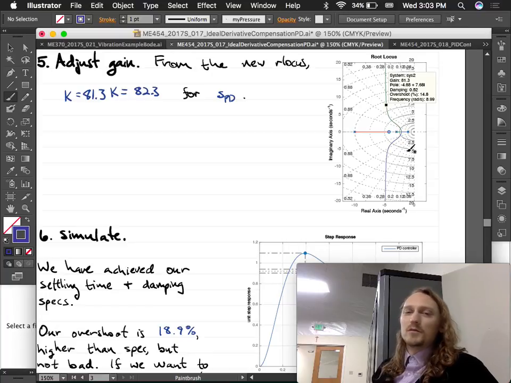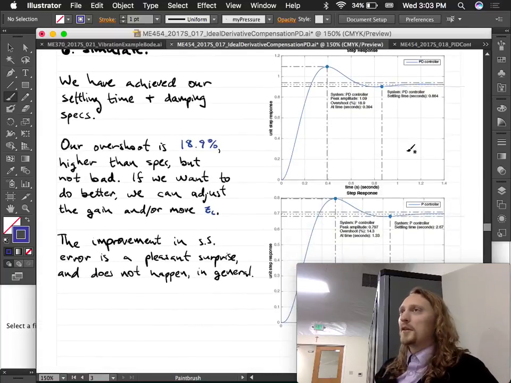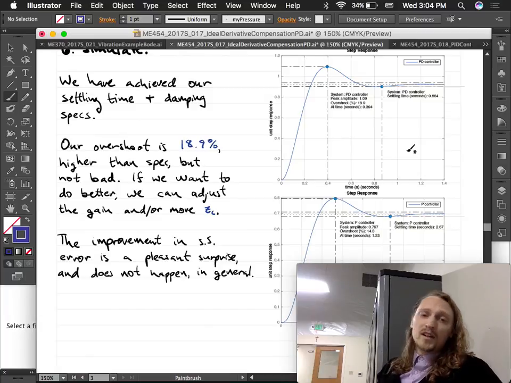So we could be more conservative in our previous steps to get to the final answer, and we would probably meet our spec. That's one way to go.